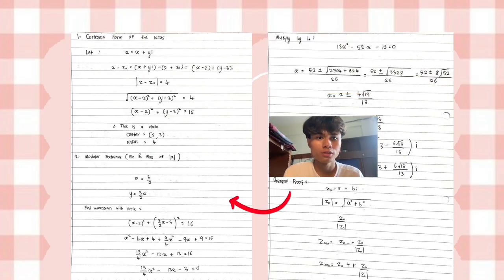Now, let's find the modulus extrema. To find the maximum and minimum values of |z|, we look for the points on the circle closest to and furthest from the origin. Geometrically, these points lie on a line passing through the origin and the center. We calculated the gradient m as 3 over 2 by substituting y equals 3 over 2 x into our circle equation. We solve for the intersection points.